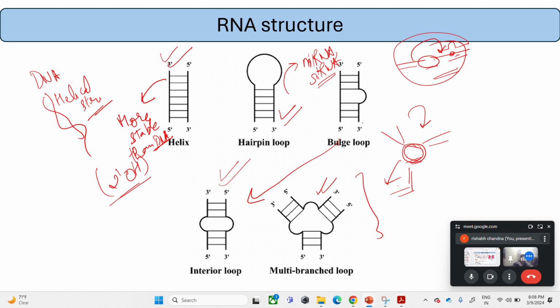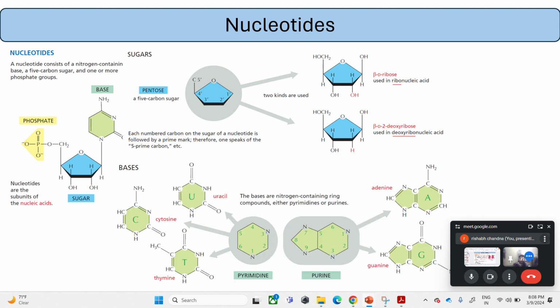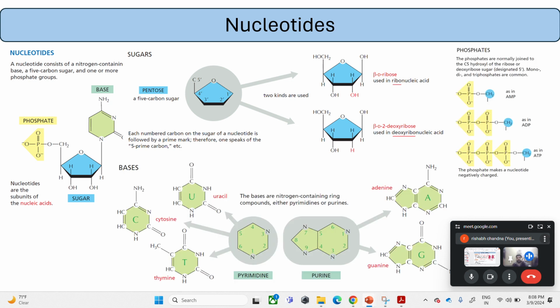So now we'll be moving on to the biochemistry portion of the RNA, and this is all we have talked about till now. So now moving on to the nucleotide structure and how these nucleotides are formed. Okay, so talking about the nucleotides, it has three basic components: a nitrogenous base, the pentose sugar, and the phosphate. So we'll start with the sugar first.